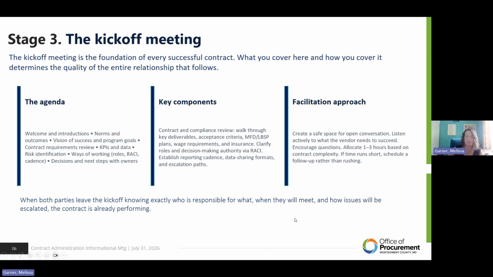But when y'all are both able to leave the meeting and know who's responsible for something, how something will be handled, how often you're going to meet about stuff, what's going to happen if there's performance issues, all of that, then you're in a better spot than having to react to it and scrambling for it as it happens.